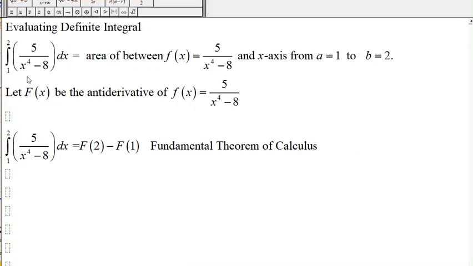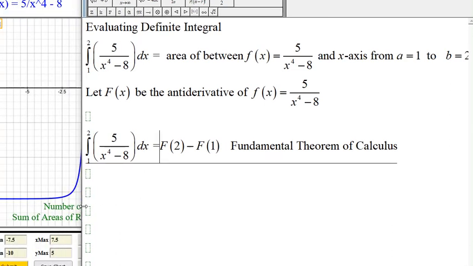Here we have the definite integral of 5 divided by x to the 4th minus 8. The lower limit of integration is 1. The upper limit of integration is 2. And again, this definite integral right here represents the area between the graph of 5 divided by x to the 4th minus 8 from 1 to 2. And so this is what the graph looks like.